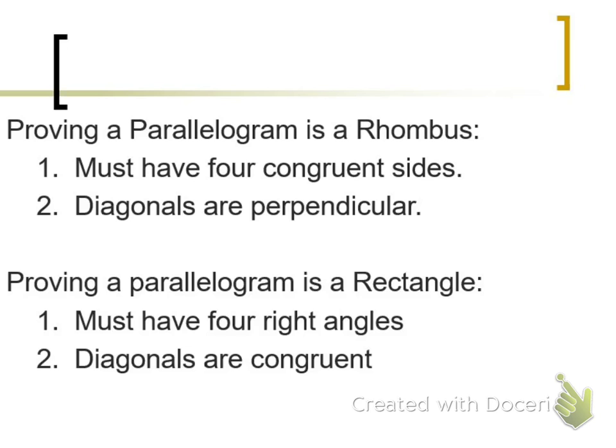Next, if we are proving a parallelogram is a rectangle, again, first of all, we've got to know that it's a parallelogram. One way would be to have 4 right angles. Parallelogram with 4 right angles is definitely a rectangle. The other way is to know that the diagonals are congruent to each other. If the diagonals are congruent to each other, it is definitely a rectangle.